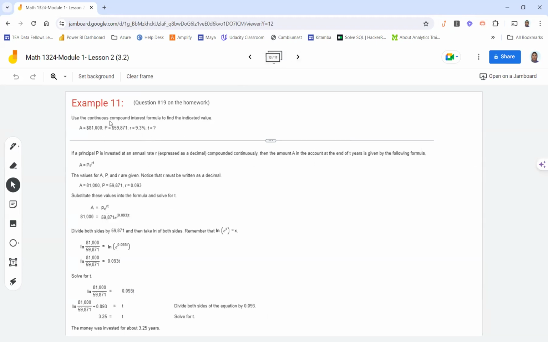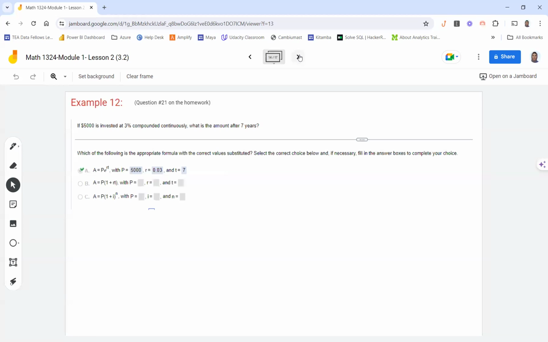Question 11 is the same formula, the continuous compound formula, but this time they're asking us to find the t value. So A is given, P is given, and e, you just type into the calculator. Rate, you have to express in terms of decimal, and we just don't know what t is. And again, because t is an exponent, you need to go through logarithms to solve this problem. So time will be equal to 3.25 years.